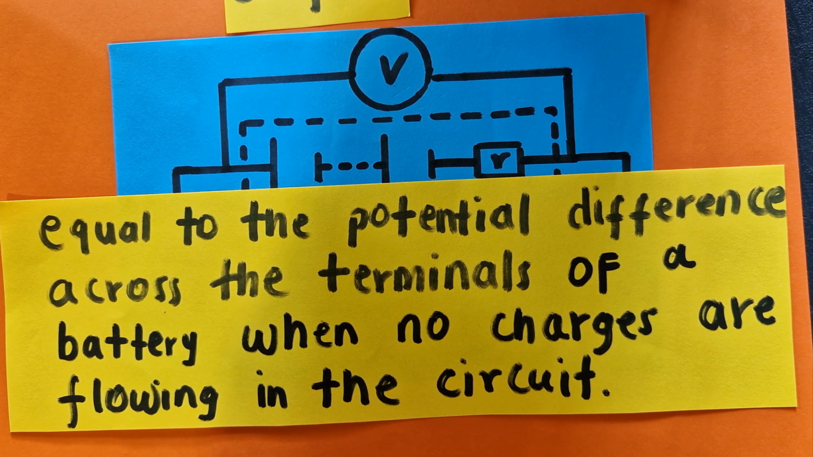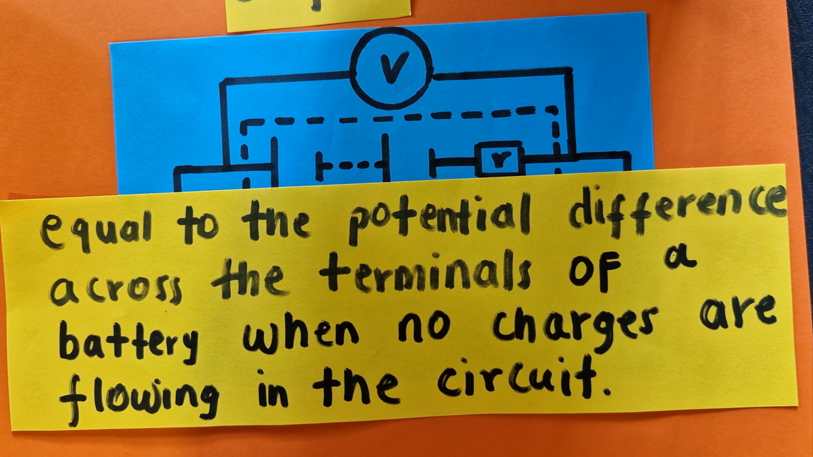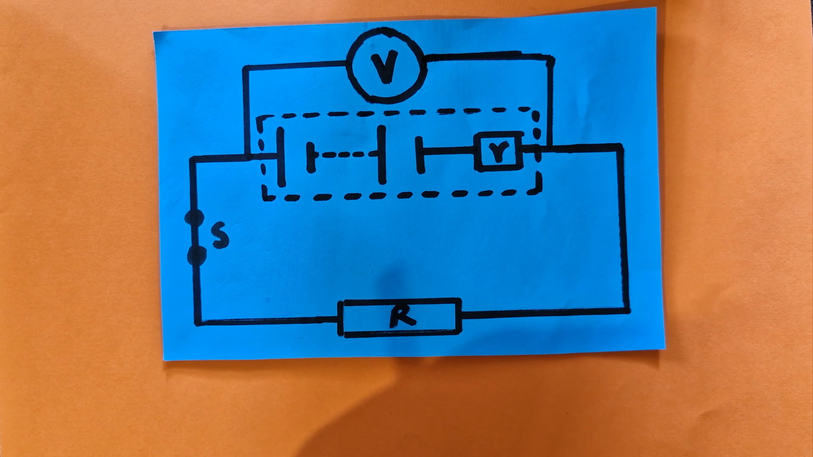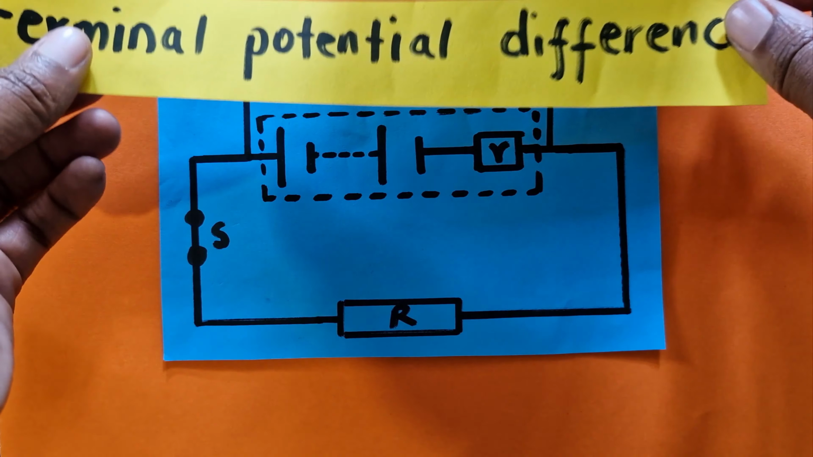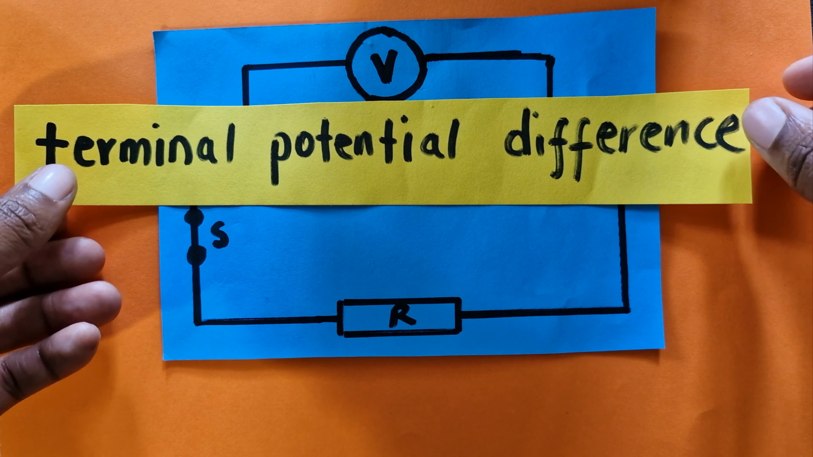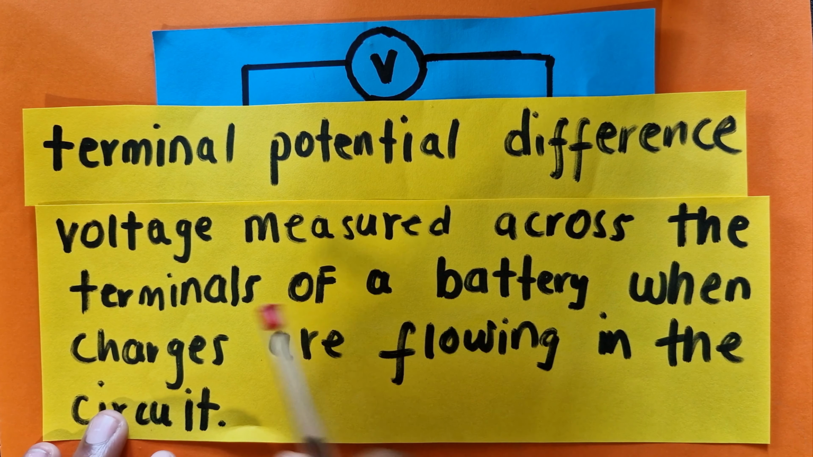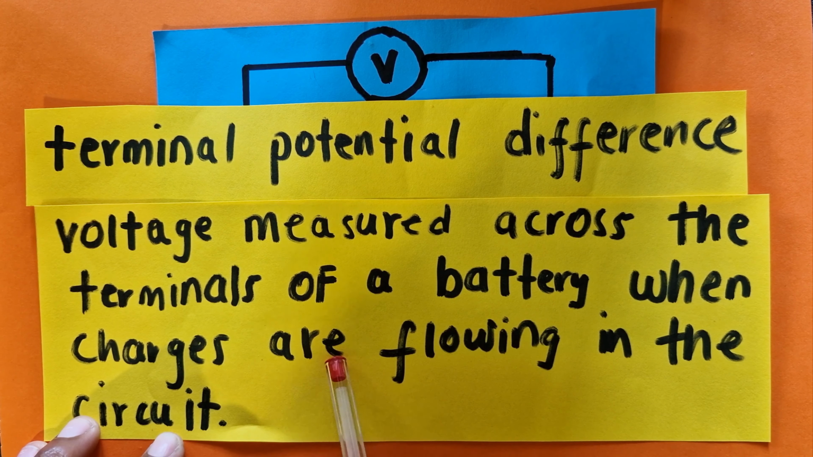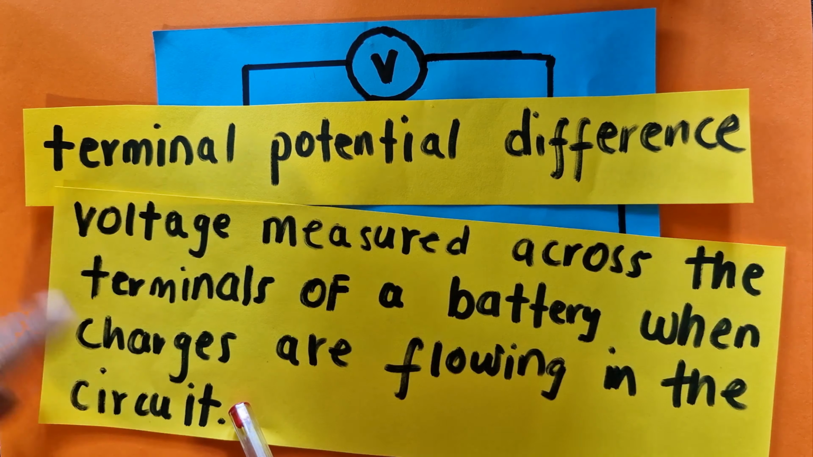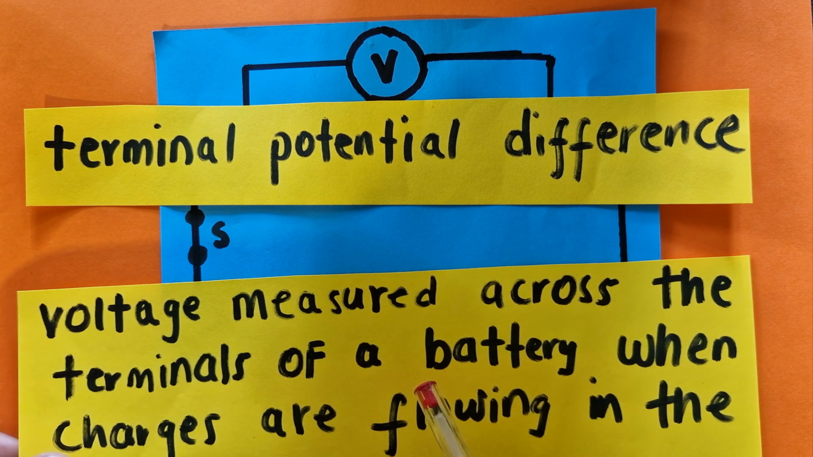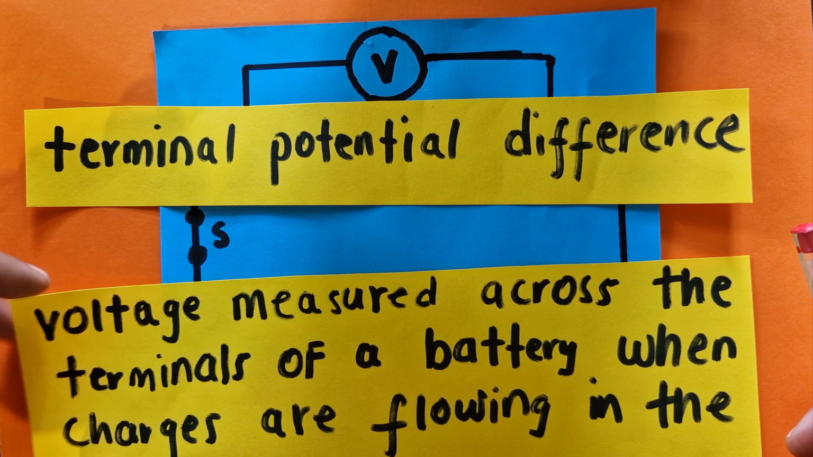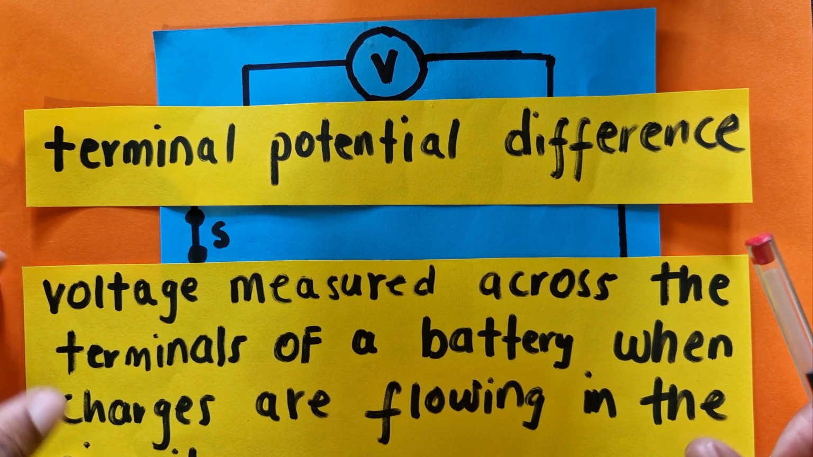The moment that switch is closed, our voltmeter will measure something called the terminal potential difference, which is the voltage that is measured across the terminals of a battery when the charges are flowing in the circuit. And typically, this is usually much lesser than the total EMF.